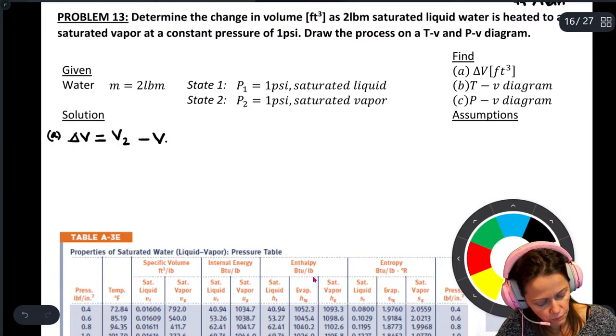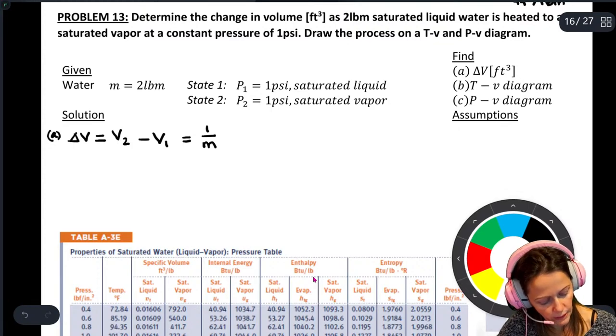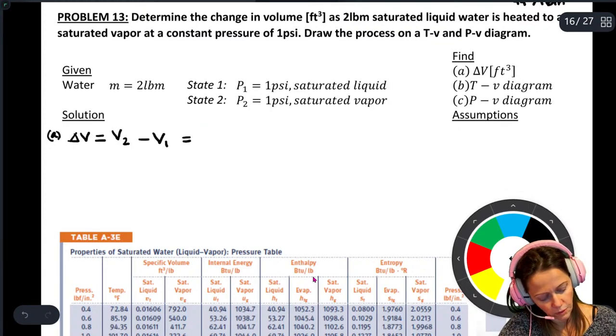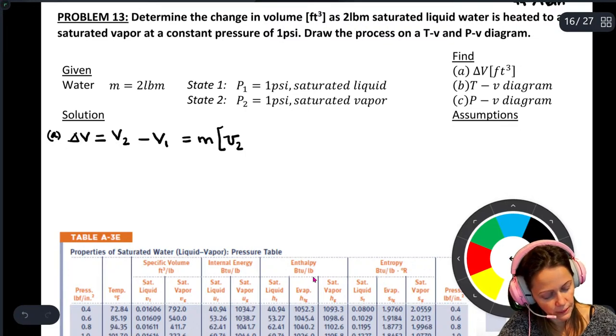minus what it is before. And I'm going to put that in terms of specific volume. Actually, it's mass. I'm sorry. Not 1/mass. I'm going to put it in terms of specific volume, because that's what I can get off those tables.